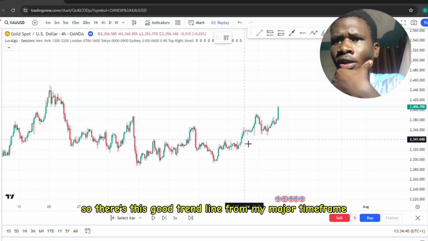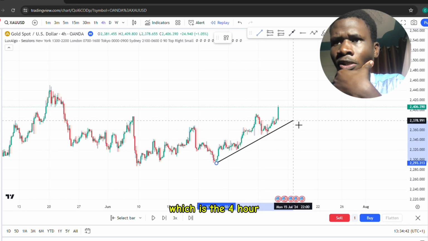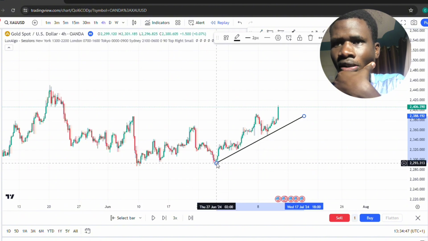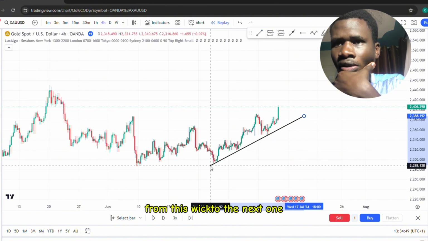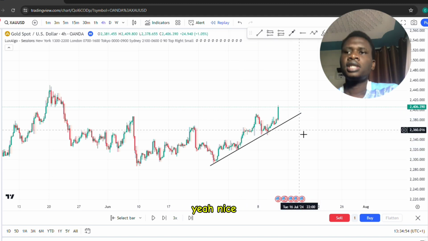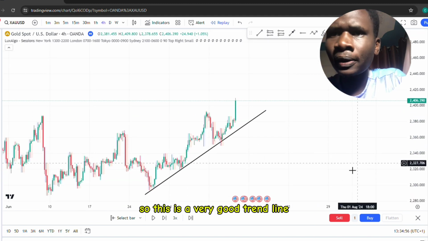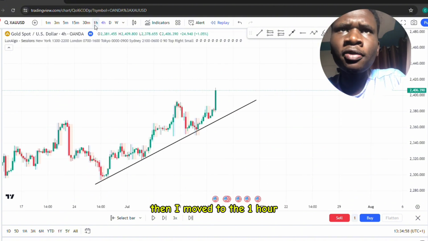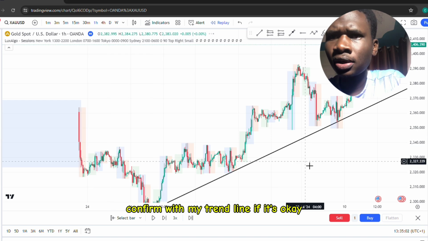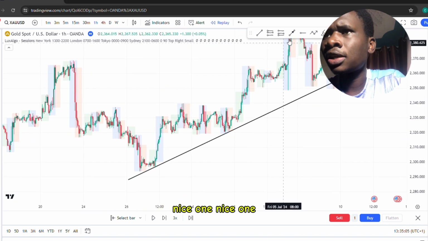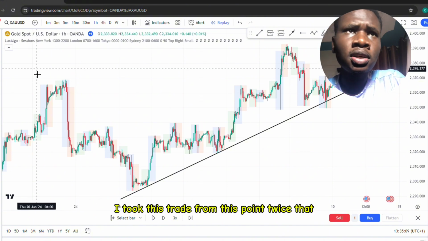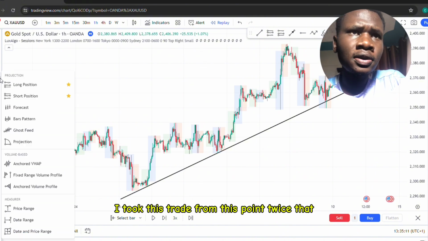So there is this good trend line from my major time frame, which is the 4 hour. I want it to touch the wicks from this week to the next one, which is this one. Yeah, nice. So this is a very good trend line. Then I move to the 1 hour, confirm with my trend line if it's okay. Nice one. So by the way, I took this trade from this point.